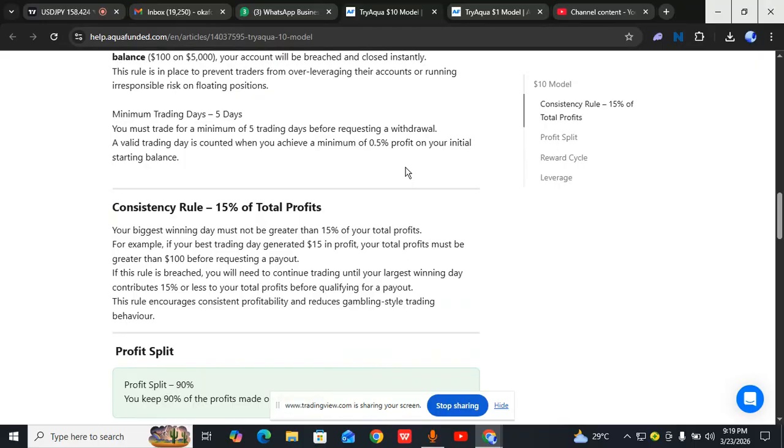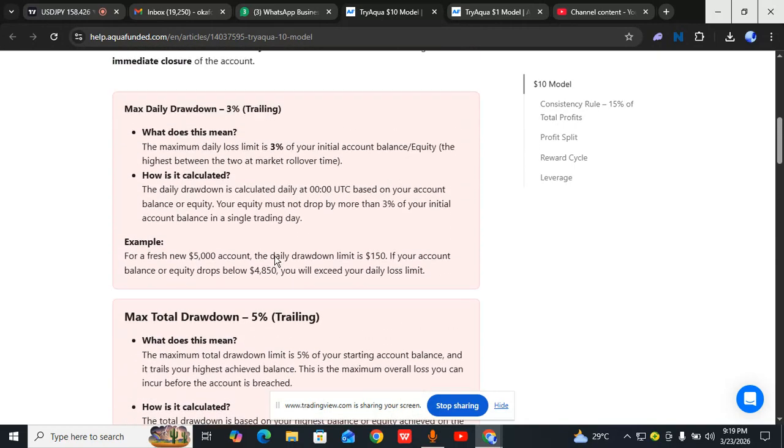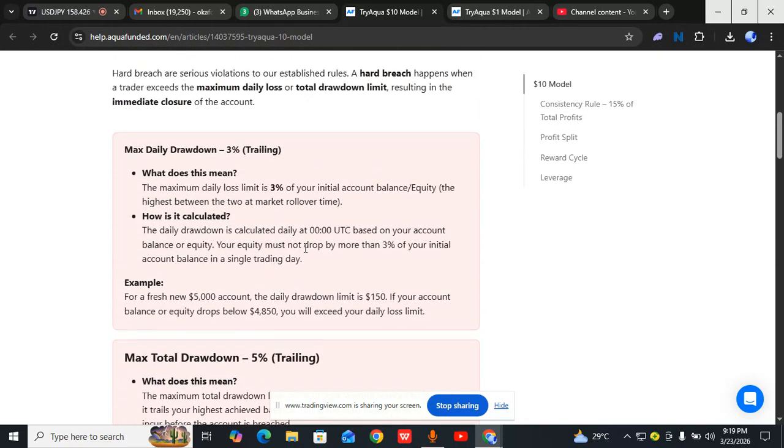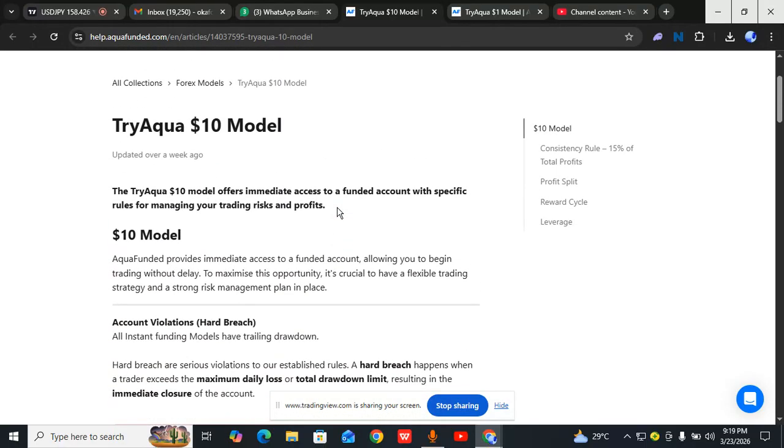So two advantages the 5K has over the 1K is that you can comfortably use negative risk to reward, and it has more leverage. But apart from that, every other thing in terms of the rules, in terms of the expiration, they are all the same. All right, so that is the rule and the things you need to know about this account.